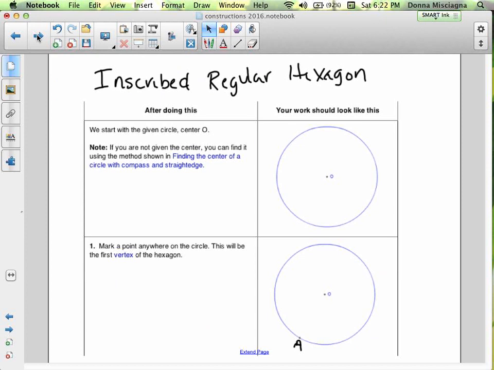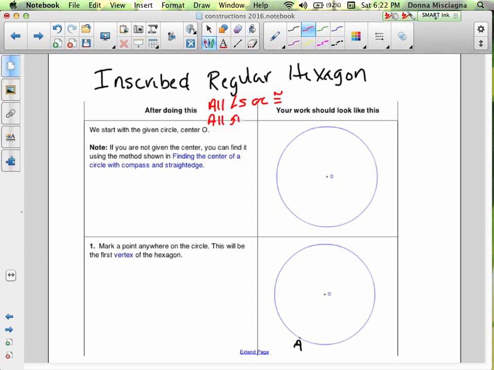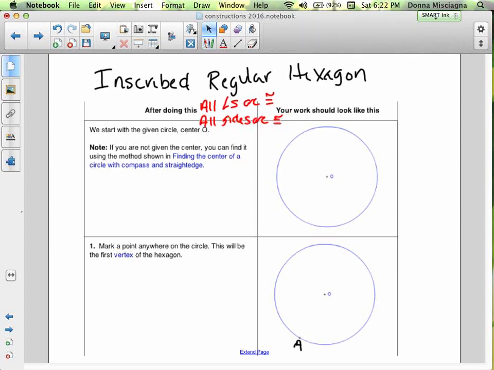We're going to be constructing the inscribed regular hexagon, right? So regular means that all angles are congruent and all sides are congruent. For our construction, we're going to be worrying about the sides, and in this case, because of our construction, that will ensure our angles are also congruent. All right, so let's go over the steps.